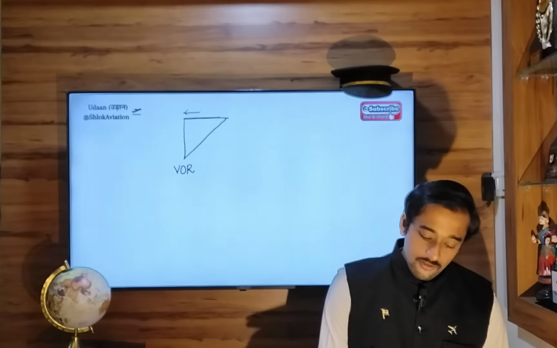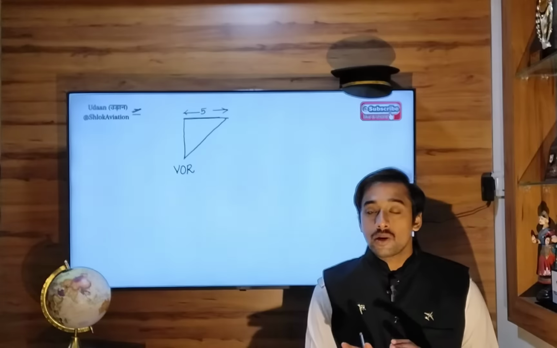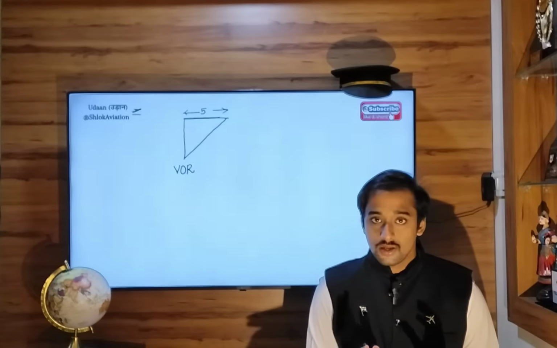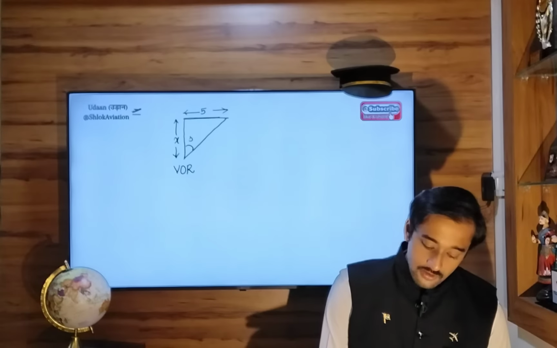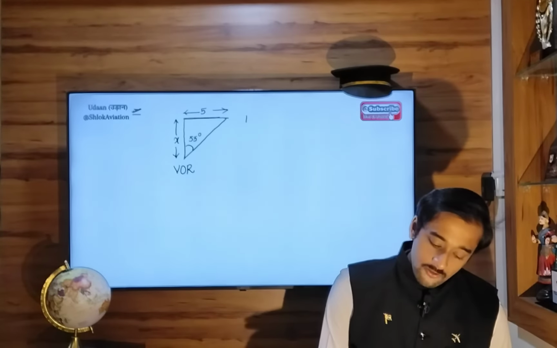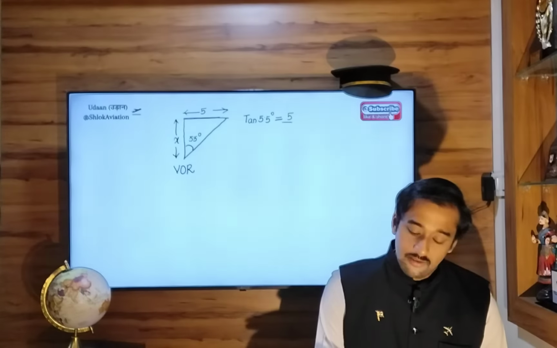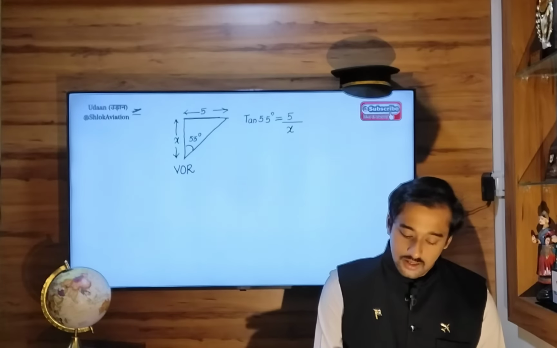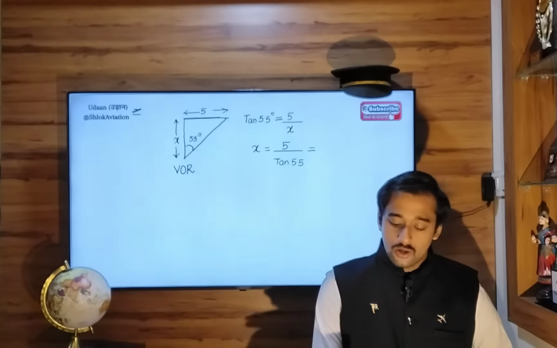This will be 5, right? Since the airway is 10 nautical miles wide, it will be 5 nautical miles on both sides of the center line. We will find this distance. We know this is 5.5 degrees. So tan of 5.5 degrees is equal to the opposite side of the triangle, which is 5, divided by the adjacent side, which is x. So 5 divided by tan of 5.5 will be equal to how much?